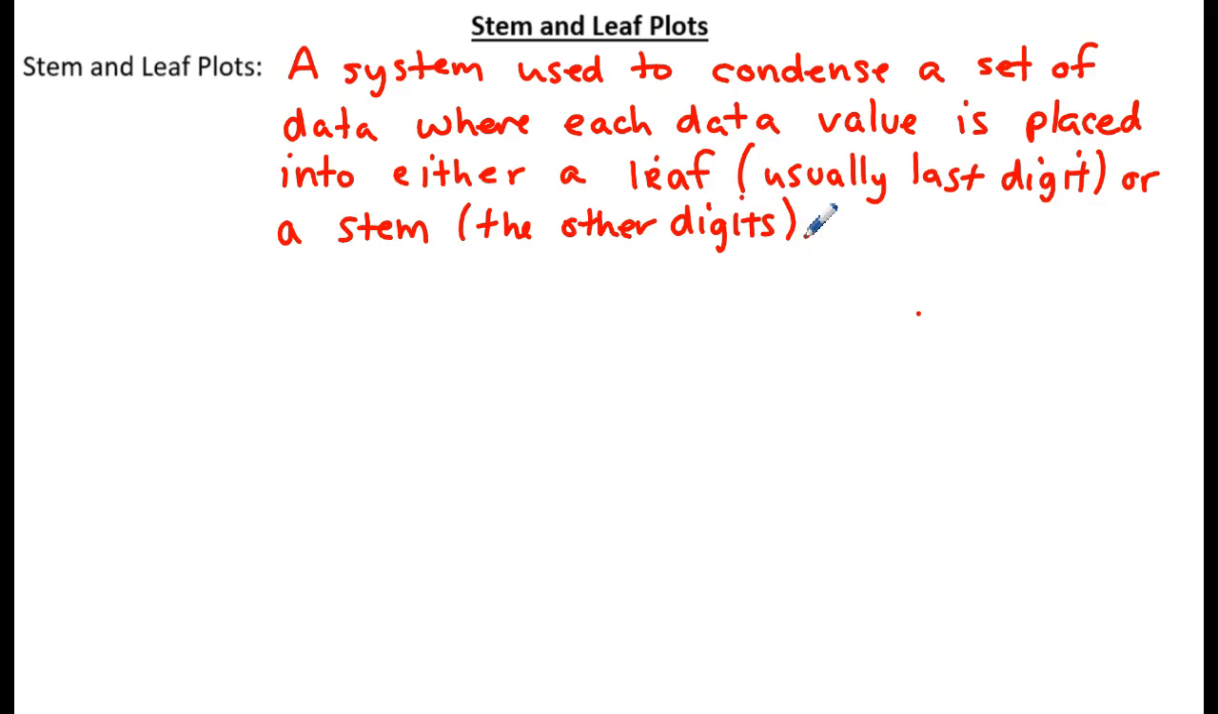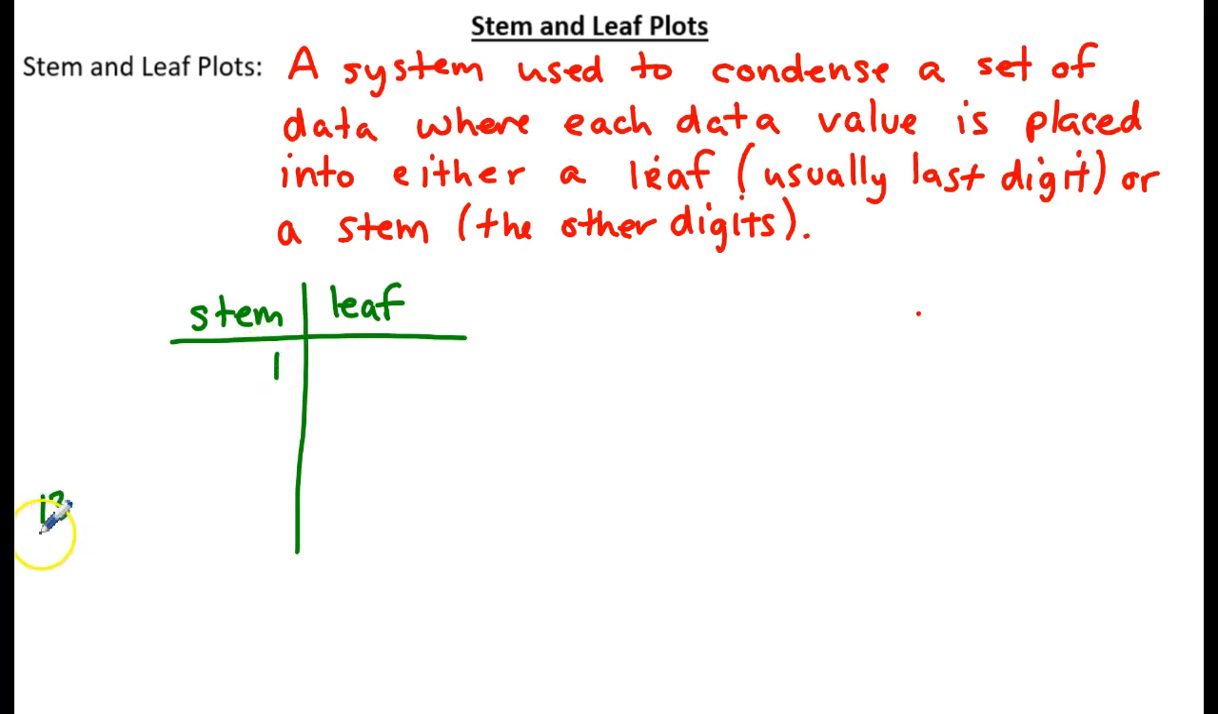Now, the reason why I said it's placed into either a leaf, which is usually the last digit, is because your textbook has a different definition. How we will be using the stem and leaf plot, on the left side we'll have our stem, on the right side we will have our leaves. For example, if I wanted to organize the number 13, my stem would be the tens place, which is the 1. The leaf would then be the ones digit, which is the 3.